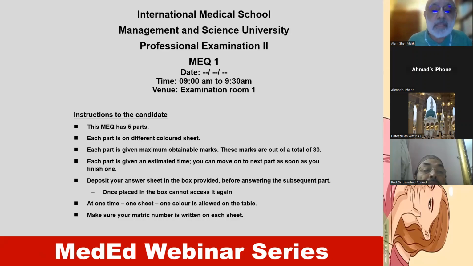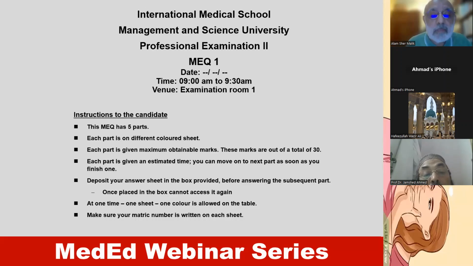Each part is given an estimated time, and students can move on to the next part as soon as they finish one. Students are expected to deposit their answer sheet in the box provided before answering the subsequent part. So when they want to move from part 1 to part 2, they must deposit part 1 first. And once they deposit this part, they cannot access it again.